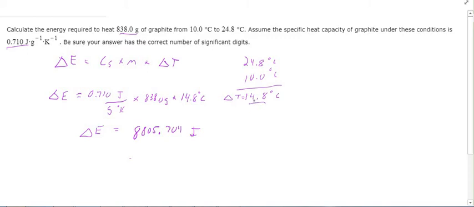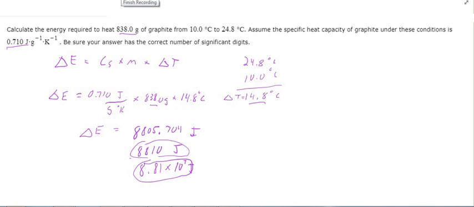Governing me here, I have 3 sig figs there, I have 4. Okay, so 3 sig figs is going to be here. That will then give me 8810 joules. That would be an appropriate answer. Sometimes it's better to convert these into scientific notation. 8.81 times 10 to the third joules would be the answer. This is the equivalent. Alright, specific heat capacities can be quite simple.